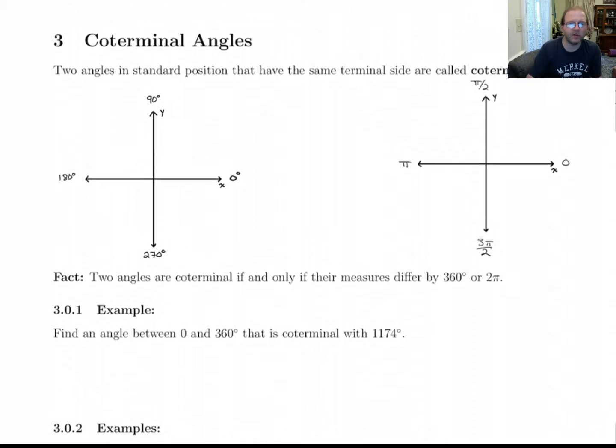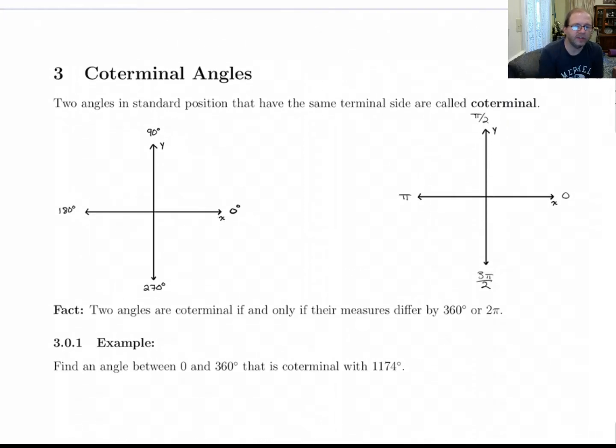All right, let's look at coterminal angles. Two angles in standard position that have the same terminal side are called coterminal. The way that works is, suppose we have a 45-degree angle. I'm going to draw that here in green. And when we draw an angle in, we don't have to draw the initial side because we just assume it's in standard position. So that's a 45-degree angle because it goes up here.